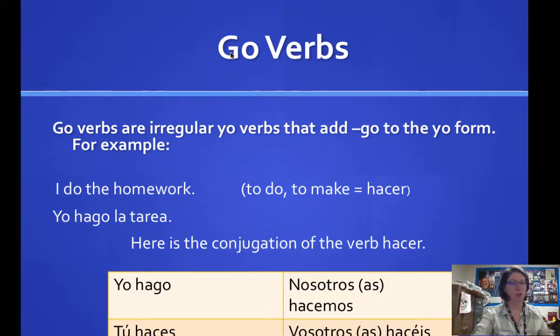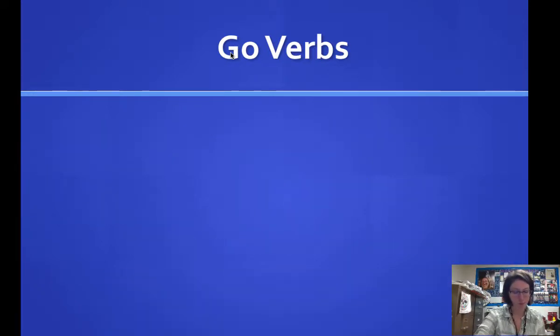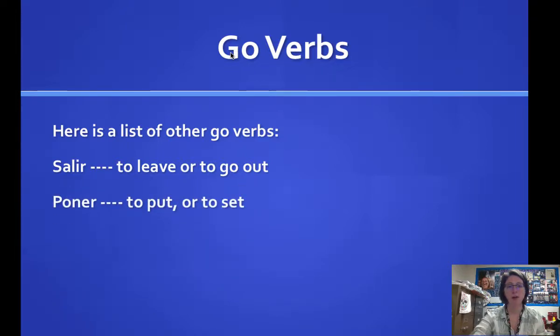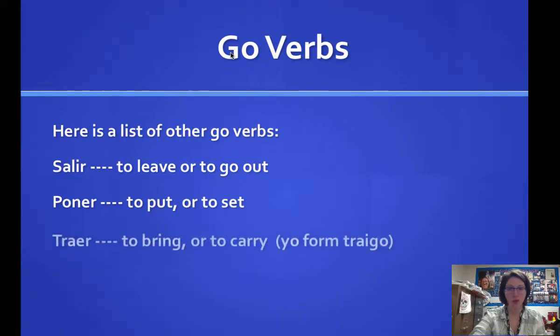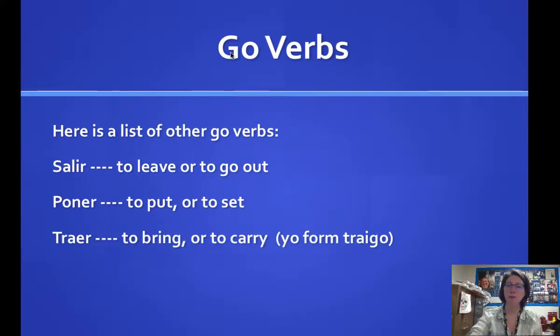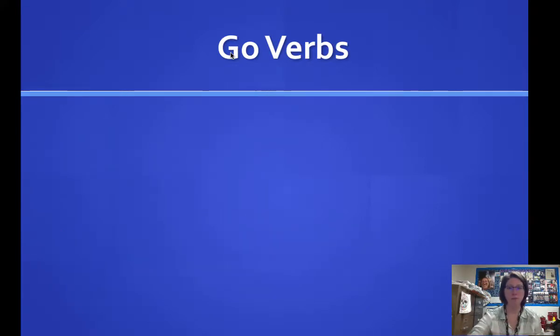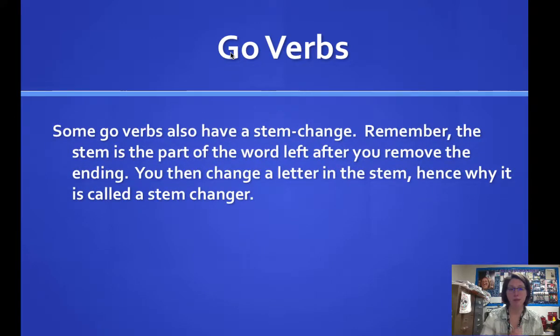Yes? And there are actually quite a few go verbs, and you guys will see them on your vocabulary sheets if you have written those down. So here they are. Salir is to leave or to go out, so it'd be yo salgo. Poner is to put or to set, yo pongo. Traer is to bring or to carry, and its yo form's a little different. Instead of just adding go, you're going to add igo, so you get traigo. Caer means to fall. The yo form is caigo, and this is one we're not going to use a whole lot. I apologize.